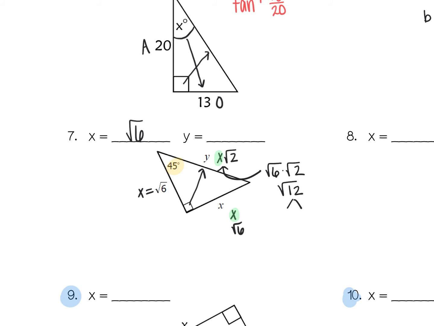Radical 12 can be simplified because it has a perfect square factor, and that would be 4. So I can break it into 4 times 3. Radical 4 is 2, so this is really 2 radical 3.